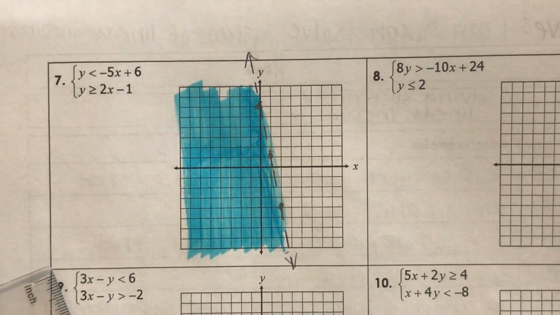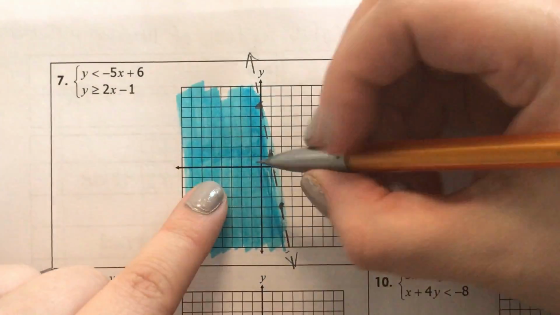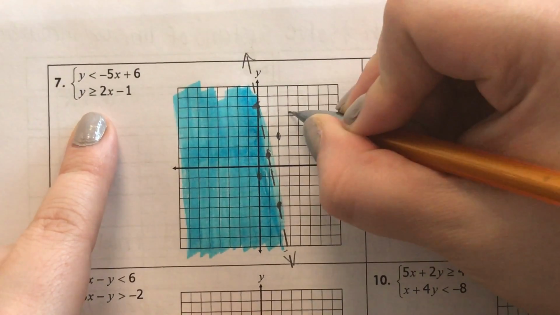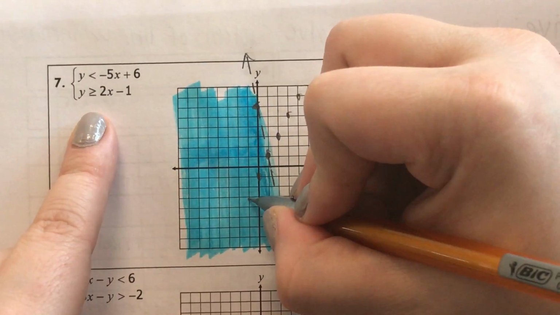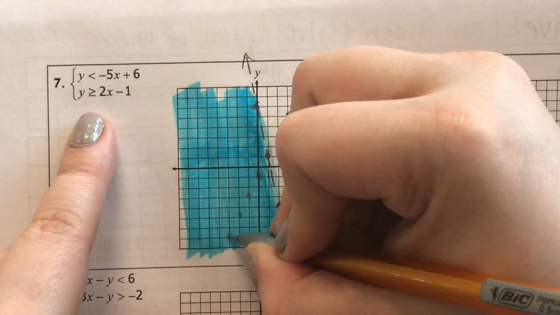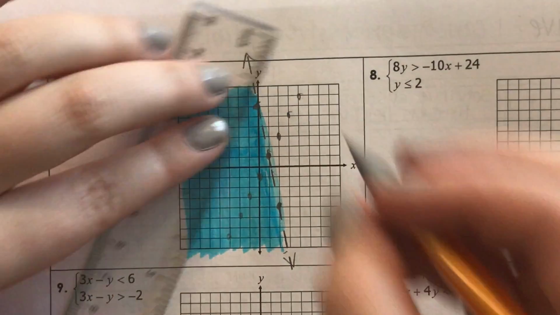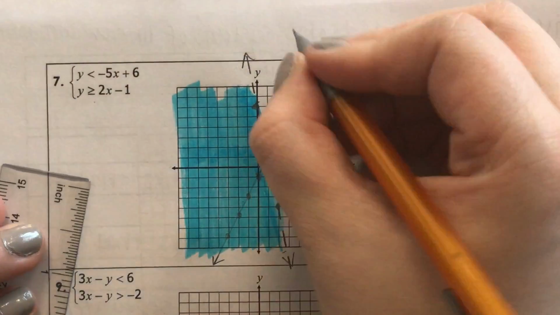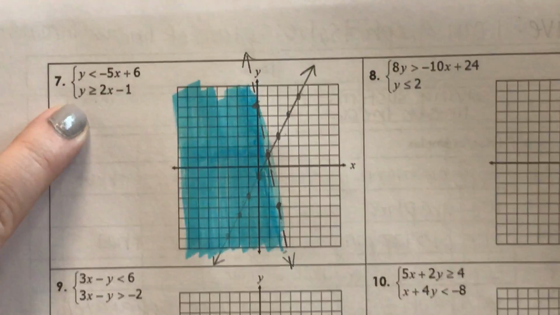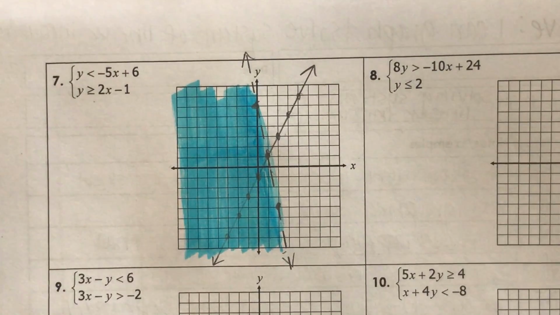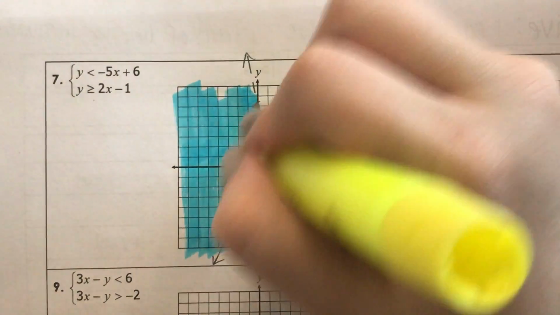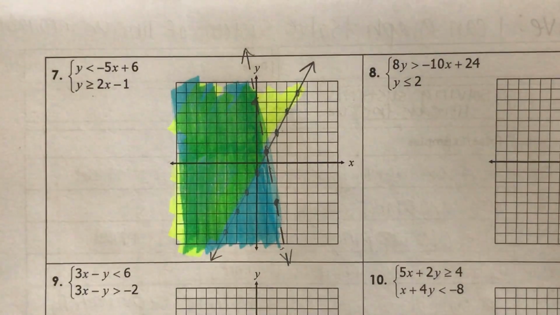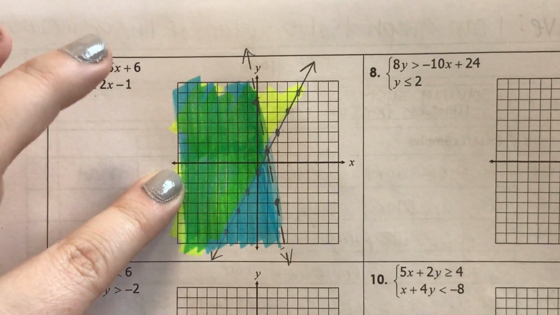Okay. And now the second line, we're starting at -1, up 2 over 1, over 1, and this is a solid line. So that's nice. And we're shading above this line, so we'll go with yellow. So that way it makes an obvious green. So the overlapping region is this guy right here. That's our solution.